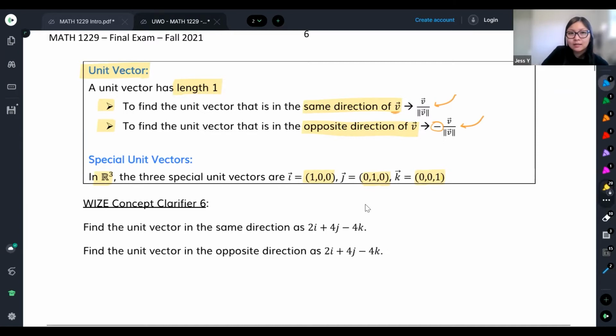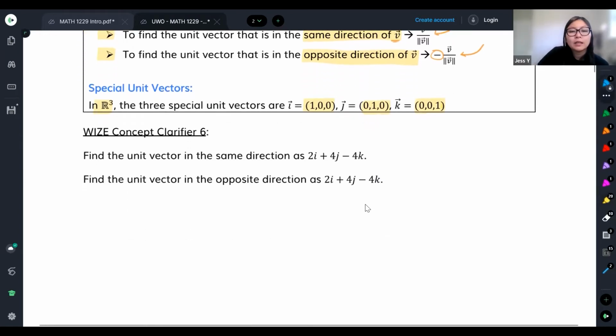So let's take a look at this example here. We want to find the unit vector in the same direction as 2i plus 4j minus 4k, and then we want to find the unit vector in the opposite direction as 2i plus 4j minus 4k. First, what is 2i plus 4j minus 4k? Well, that's 2 times i, which is 1, 0, 0, plus 4 times j, which is 0, 1, 0, minus 4 times k, which is 0, 0, 1.